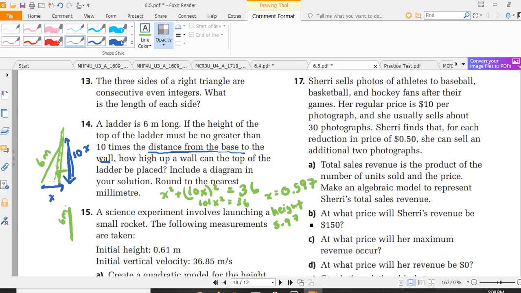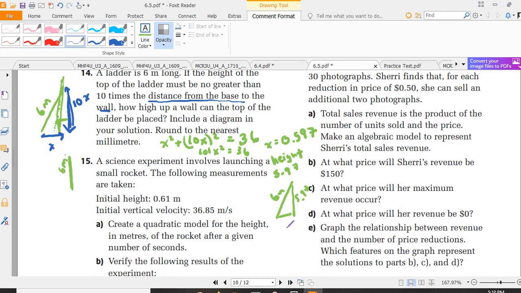So let's see if this makes sense. That means the height along the wall, the height up the wall, will be at 5.97 meters. Now this makes sense to me because it's slightly smaller than the height of the ladder itself at 6 meters. So this ladder is almost completely vertical, but not quite. And this will be 5.97. Scroll down a little bit, and this distance is 0.597. And 5.97 is clearly 10 times more than 0.597.